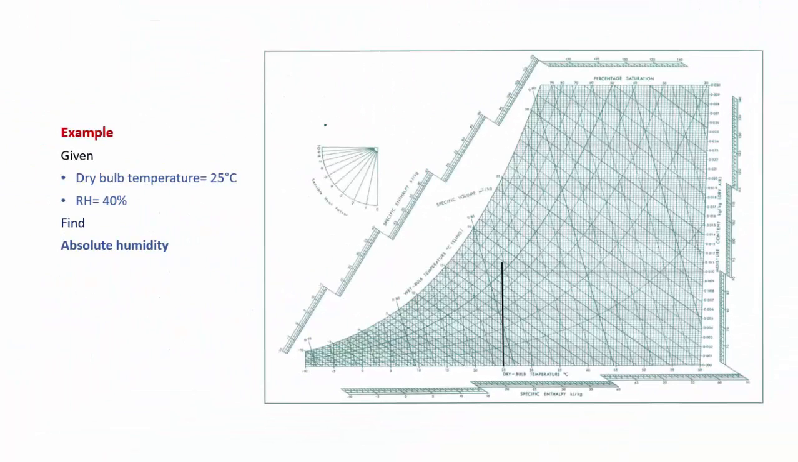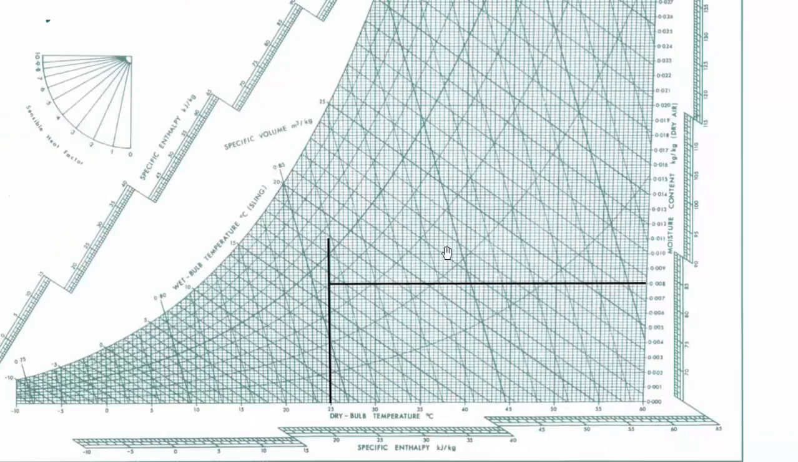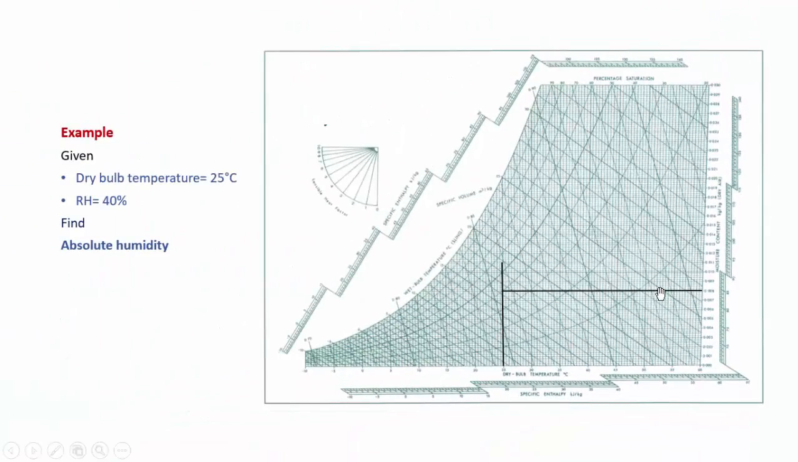So for the absolute humidity, you have to draw a straight line. This is the intersection point, so you draw a straight line from here. You'll find that the absolute humidity will be around 0.008 kilogram per kilogram.